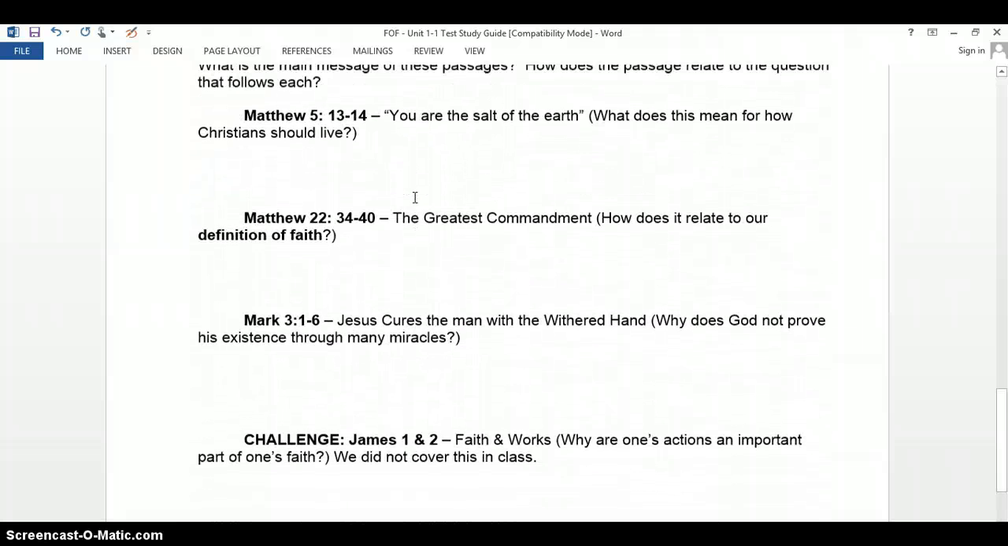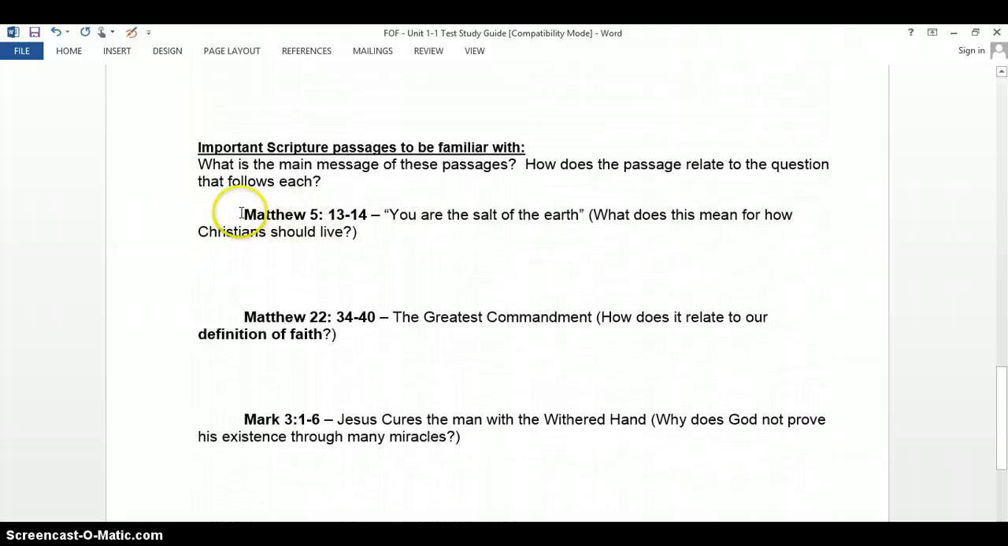Important scripture passages to be familiar with. This one was from one of the warm-ups. This is also from one of the warm-ups. This is from PowerPoint 1. So I would suggest reading those passages over again and just knowing them so you're able to briefly summarize them in a sentence or two, and then you answer the question that goes along with it.